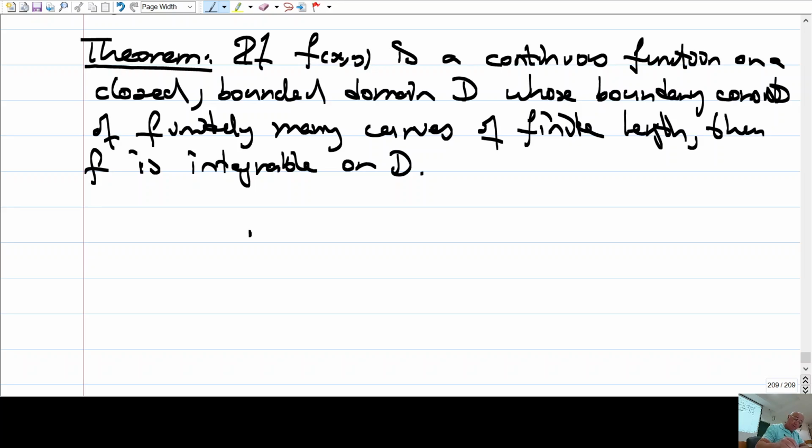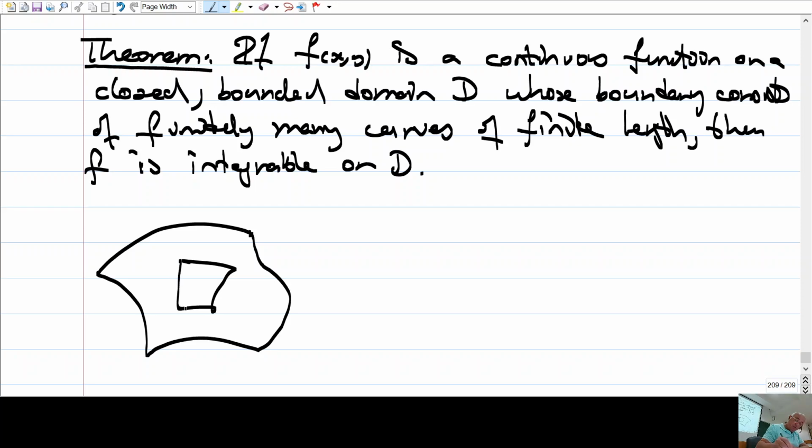This D is something like this. It may have some hole in it. So our region is D, something like this. Okay, D. Boundary consists of several curves. Each one should have finite length.